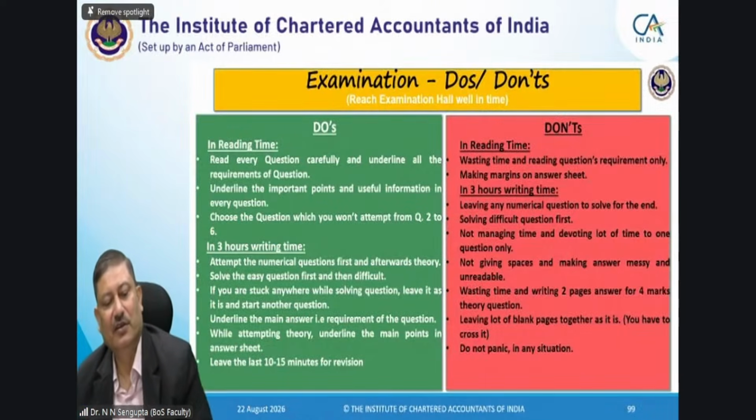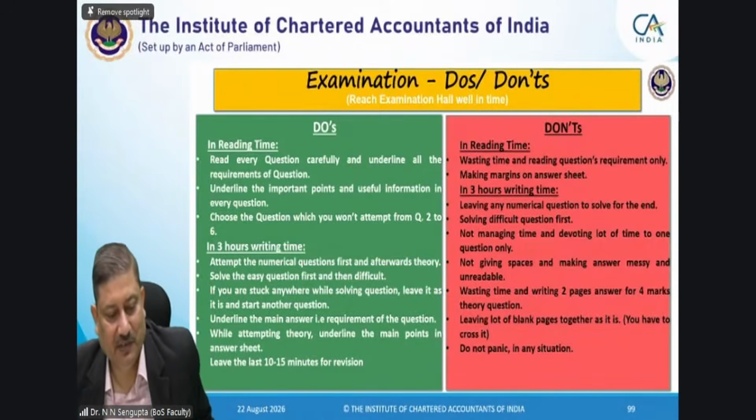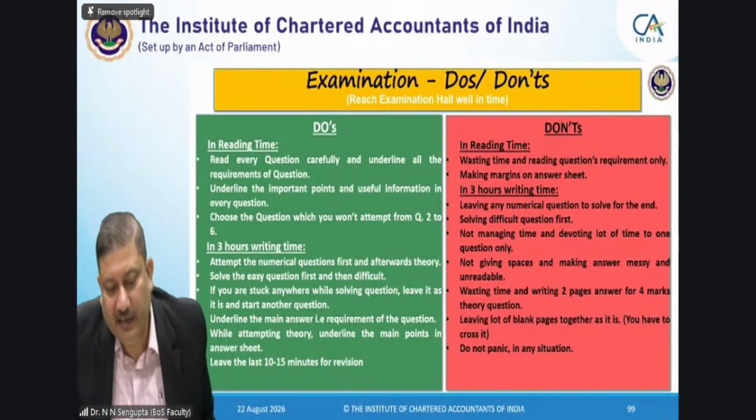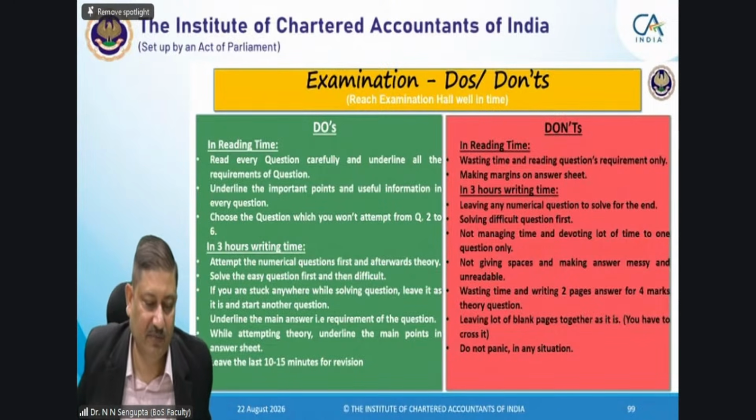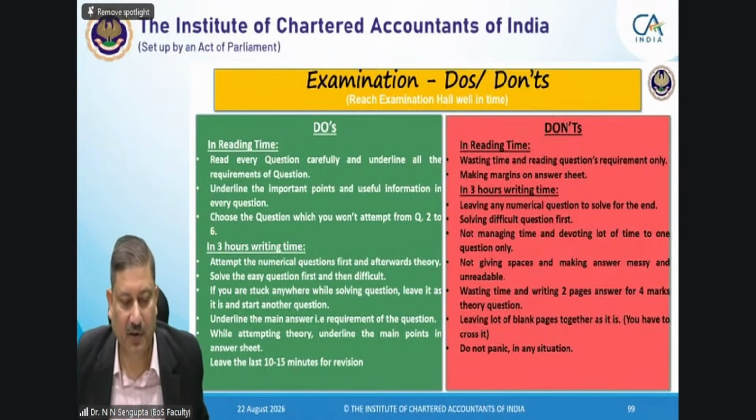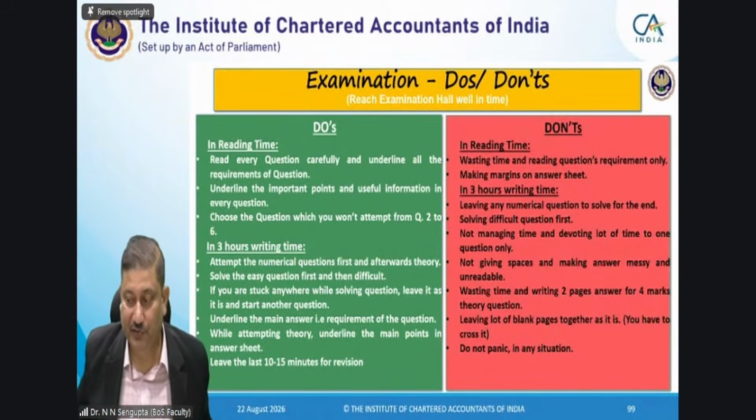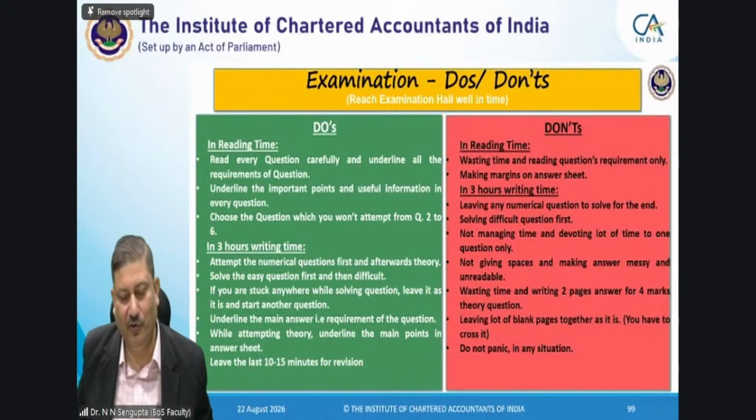Do's and don'ts in reading time. Read every question carefully, underline the requirements at least mentally, and underline all important points. Choose the one question from 2 to 6 which you think you will not be attempting.